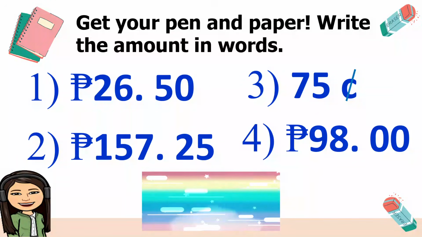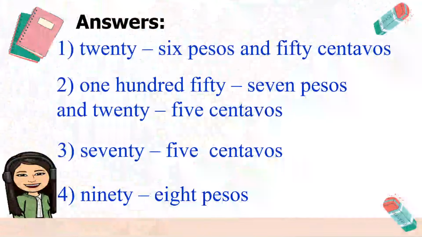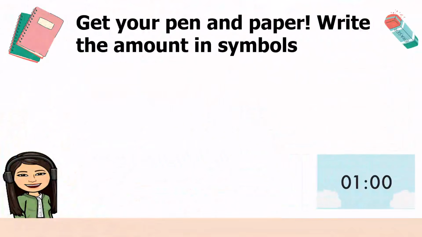Alright, time is up. Let's check if your answers are correct. Okay, so these are the answers. Look at number 1, 26 pesos and 50 centavos. Number 2, 157 pesos and 25 centavos. Number 3, 75 centavos. And number 4, 98 pesos. Alright, very good.